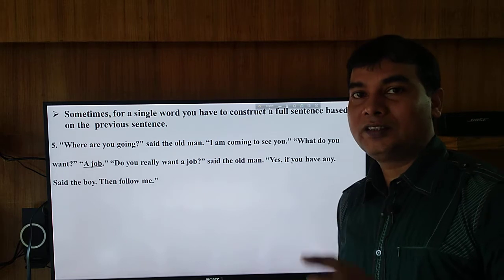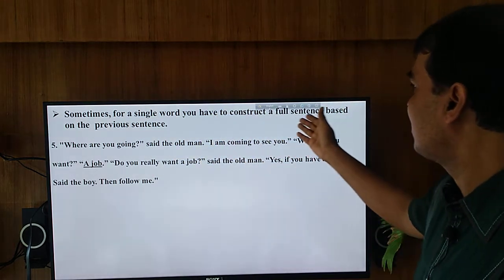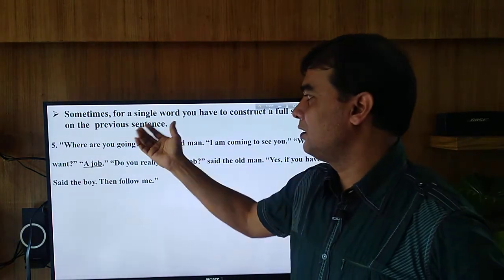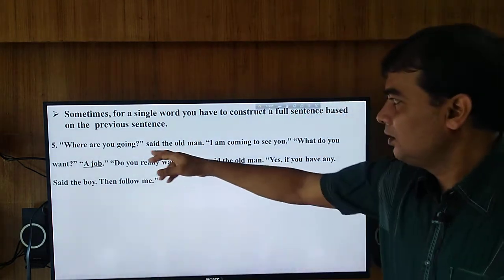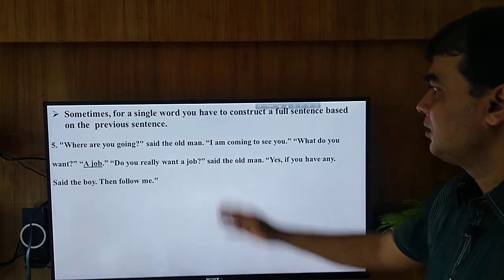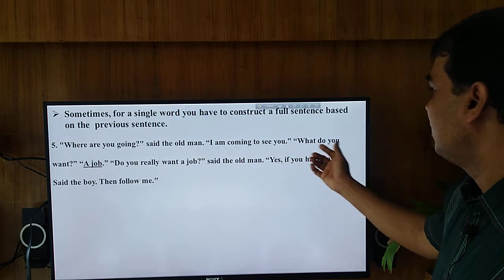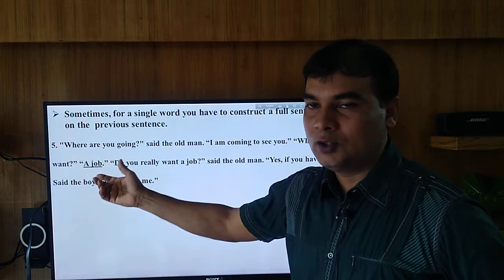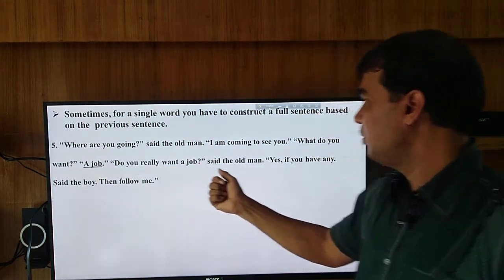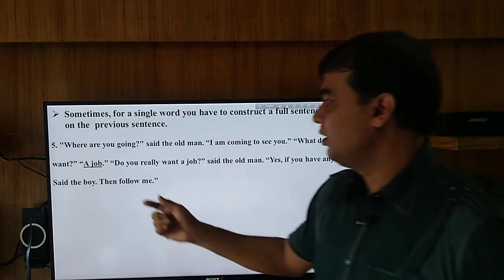Okay. Now this is the last technique. Sometimes for a single word you have to construct a full sentence based on the previous sentence. Here you see the example, the passage. Where are you going? Said the old man. I'm coming to see you. What do you want? A job. Do you really want a job? Said the old man. Yes, if you have any, said the boy, then follow me.